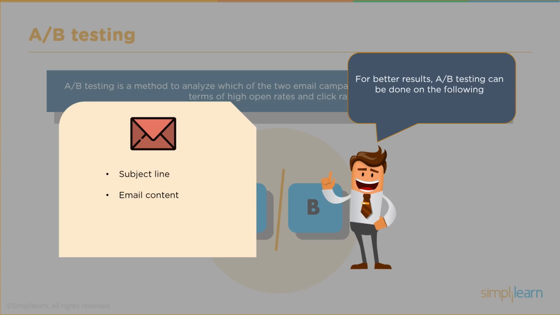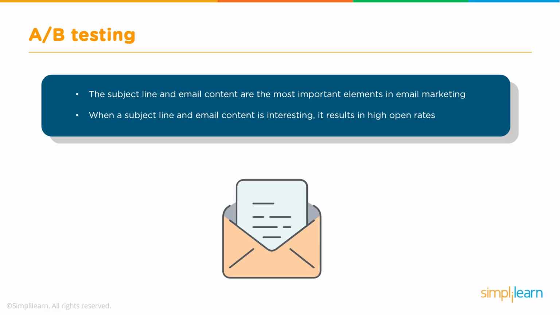Likewise for email content. So the subject line and email content are the most important elements. So we want to be able to test them. If they're interesting, intriguing, attention grabbing, then in the case of subject lines, it's going to result in higher open rates. If the content itself is interesting, engaging, a good offer, good call to action, then the click rates are going to be increased.